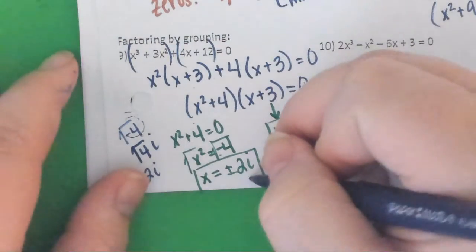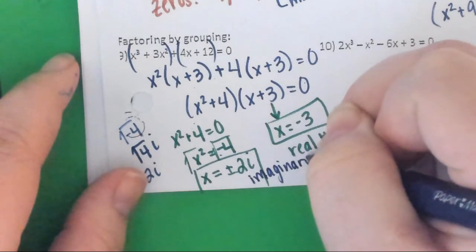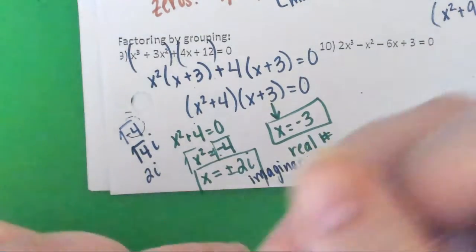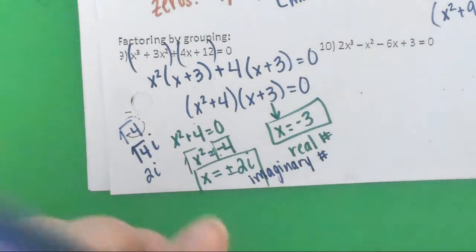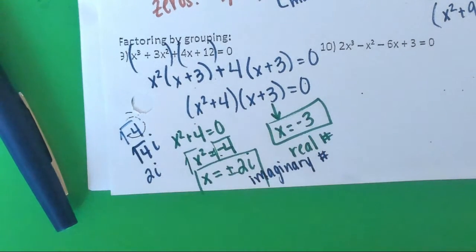And those are imaginary solutions, which means our graph, yes, Kelsey, we won't cross the x-axis at those spots, so we're only crossing the x-axis at negative 3. So our snake would only hit the x-axis once. Are there any questions on how we got these 2 solutions?